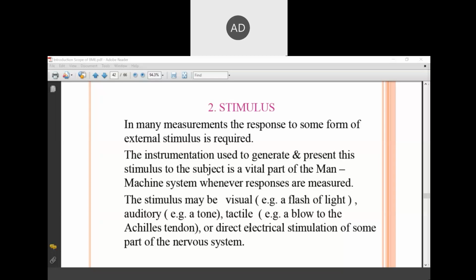So this is a kind of external stimulus to the body. When we are listening to the music, that means what? We are just taking an external stimulus in the form of auditory music, and you are going to listen to that and you will feel relaxed. Okay, so that is the external stimulus.